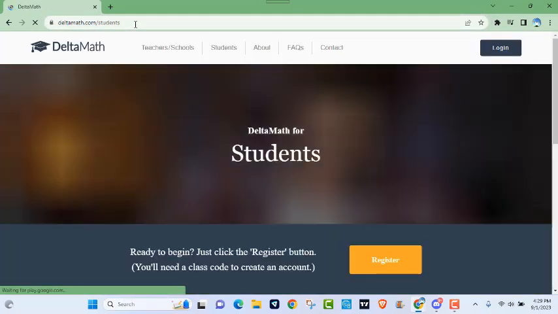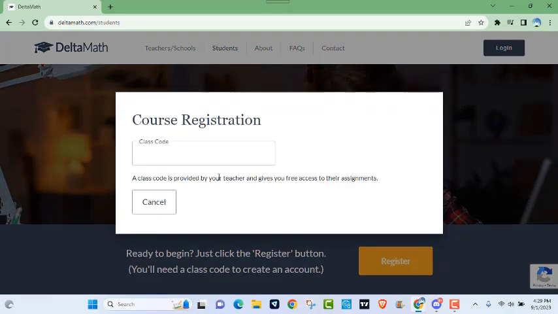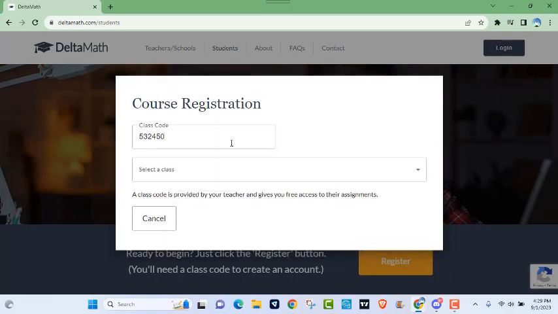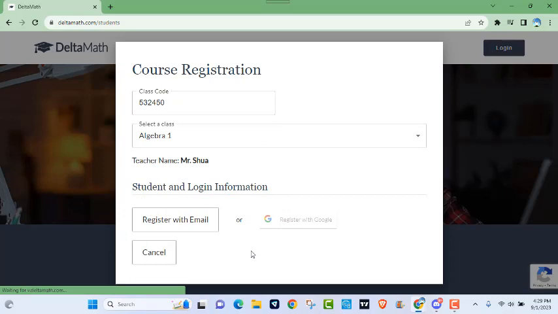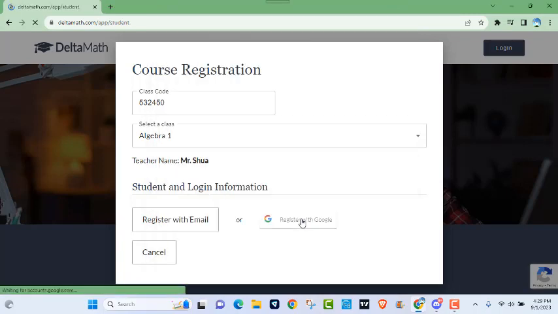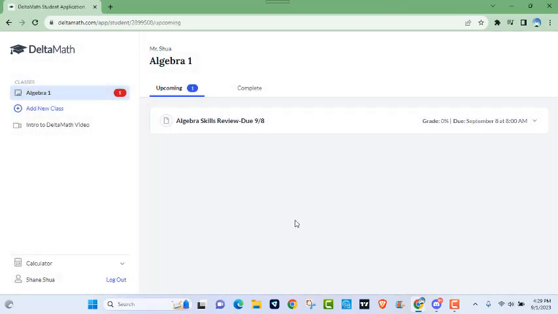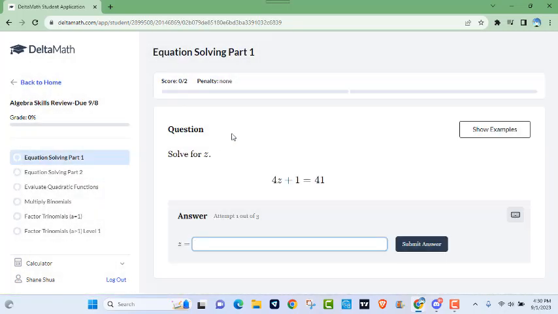So first thing we're going to do, we're going to go to deltamath.com/students, and we'll hit this orange register button, put the class code in. You should have the class code. Then class, select whichever one of the classes you're in. And then once it does that, where it says register with Google, we'll register with Google. That should bring you into DeltaMath. And you should notice here that I've updated the due date for this algebra skills homework. Let's just jump into it and see what we have here.